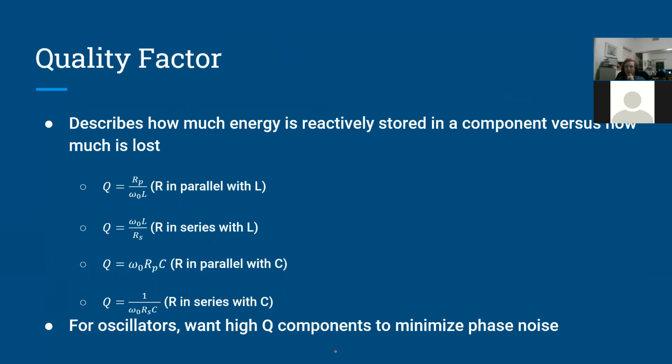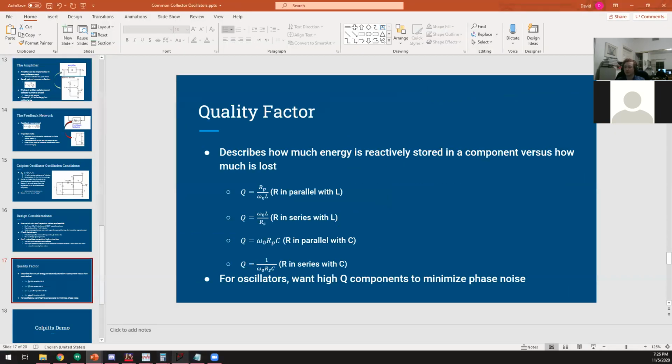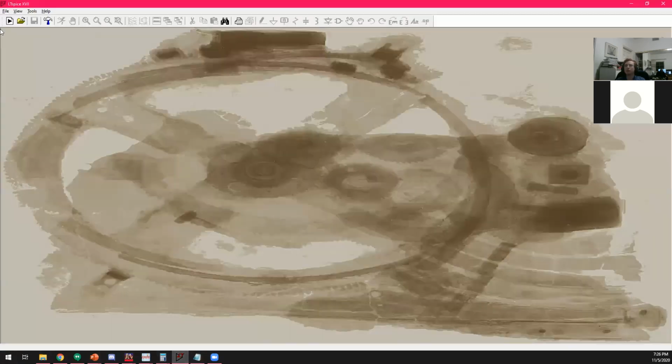Okay, now we get into the quality factor. So I write here, it describes how much energy is reactively stored in a component versus how much is lost. And then I shove a bunch of equations at you. Well, it's not very intuitive, so I made a demo. So let's look at the demo in LTspice, of course, the finest circuit simulator out there.